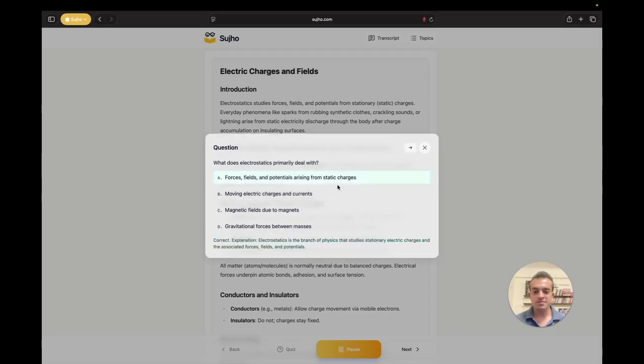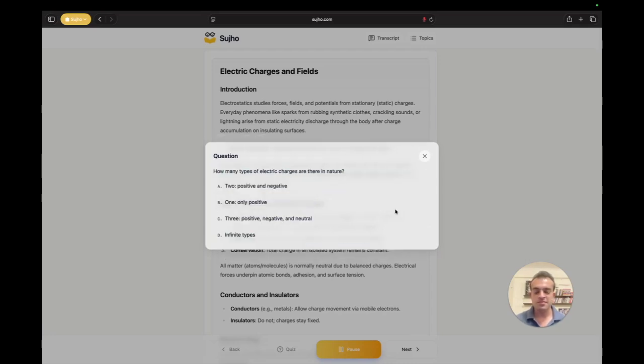Exactly. So good job on the last one. Now, let's think about the types of electric charges. What have you learned about the charges of things like protons and electrons?